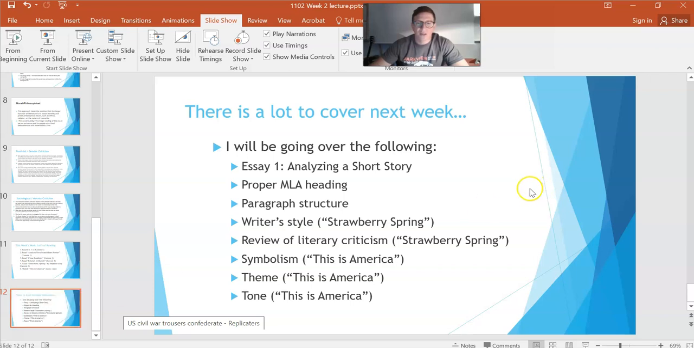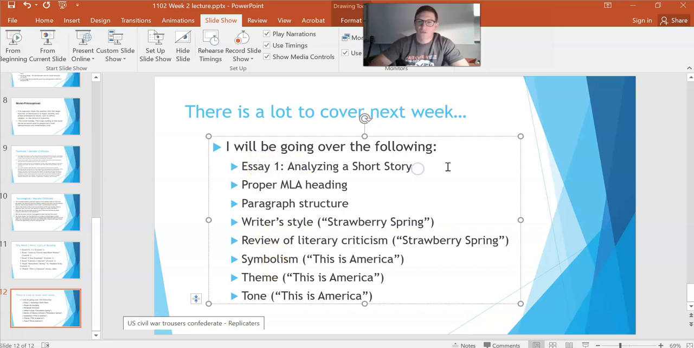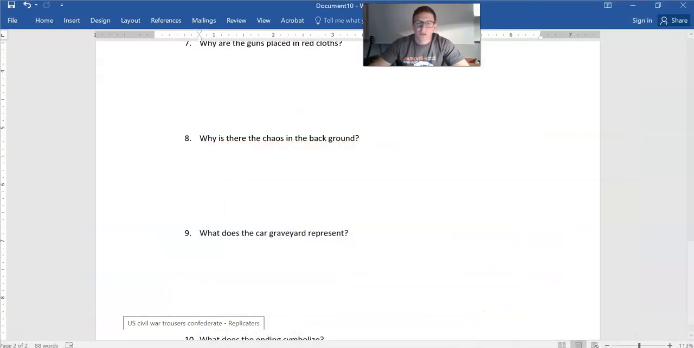So like next week, okay, in the lecture, I am covering all these things. Essay 1, analyzing a short story. I'm going to go over what your paper is going to be about. I'm going to go over proper MLA heading and give you a template for that. I'm going to go over proper paragraph structures and what needs to be in your paragraphs. I'm going to go over the style in Strawberry Spring. I'm going to do some literary criticism. I'm going to do symbolism, theme, and tone with This Is America. Okay? So make sure that you complete all those things.